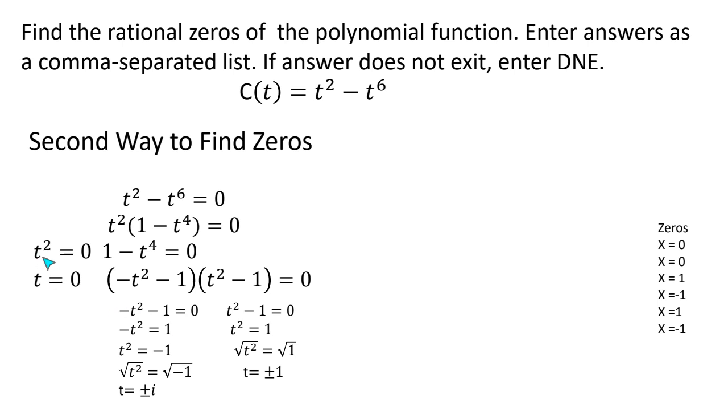And if we solve for t here, we get t equals 0. Since it was squared, that means that there's two t equals 0s here. And so we get the same answers.